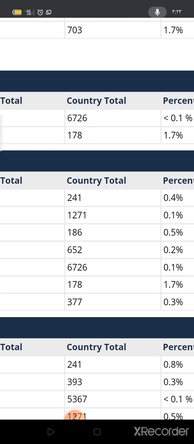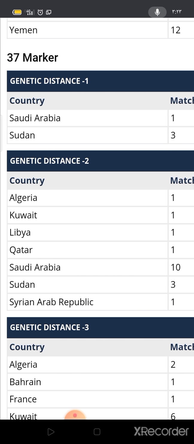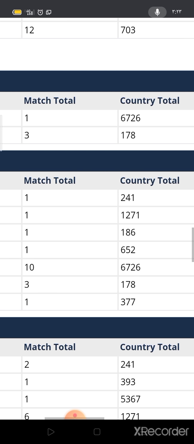Among 178 people who did the test, I have 3 matches from Sudan. But by number, I have 10 matches from Saudi Arabia, which is more than my country. But here, more people are doing the test than in my country. In Saudi Arabia, 6,726, and in Sudan, 178.